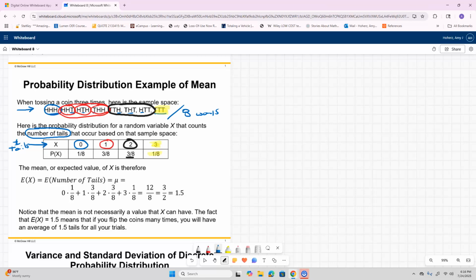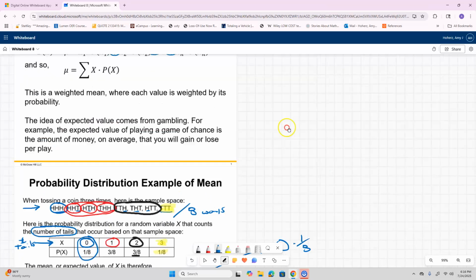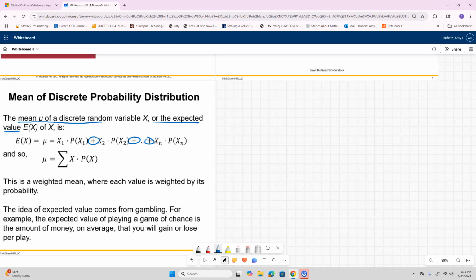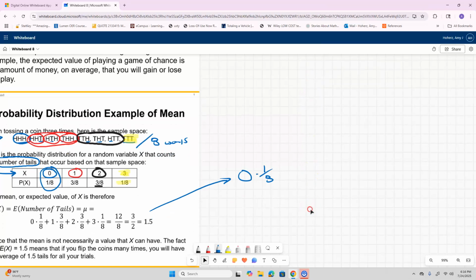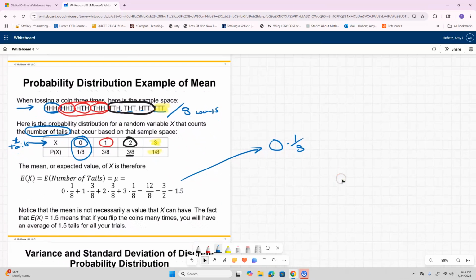Now, if we use the formula, that means we're going to take 0 times 1/8. Remember, we take the x times the probability of it occurring. Go back to the formula here. So take the x times the probability of it occurring, and then just keep adding up until you've got all of them. So next we're going to do 1 times 3/8. Then we're going to do 2 times 3/8.